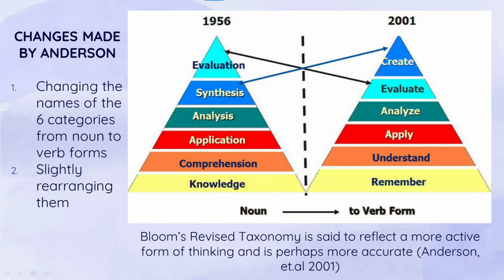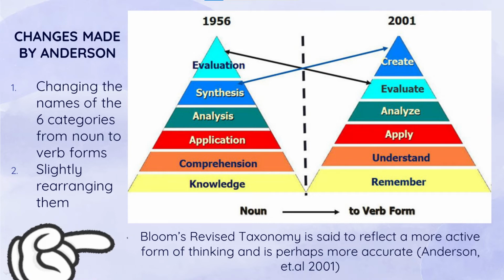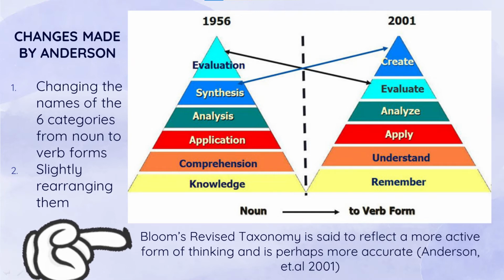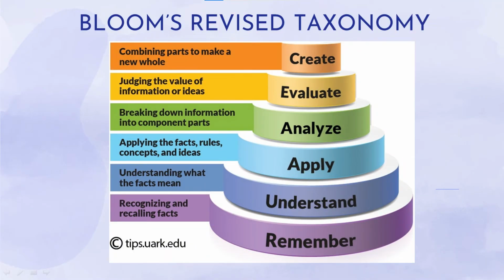The second change Anderson made was to slightly rearrange the categories, specifically the last 2 categories, which include evaluating and creating. Anderson believed that the learner's ability to evaluate came before his or her ability to synthesize or create. He viewed creative thinking as a more complex form of thinking than evaluating. Those are the changes made by Anderson in Bloom's taxonomy of 1956. According to him, Bloom's revised taxonomy reflects a more active form of thinking and is perhaps more accurate than the first version. Here I am presenting Bloom's revised taxonomy.